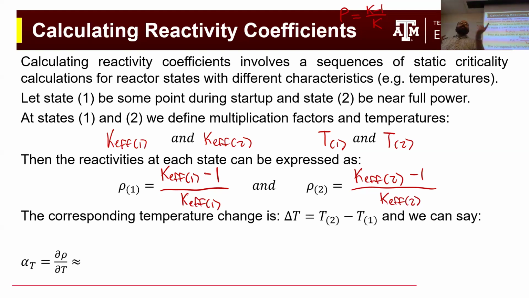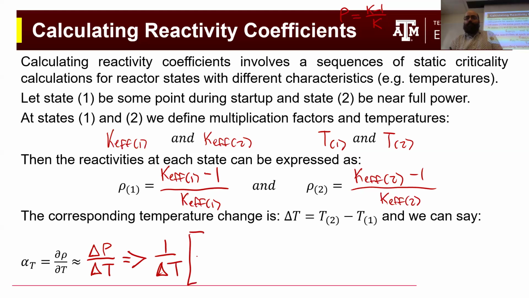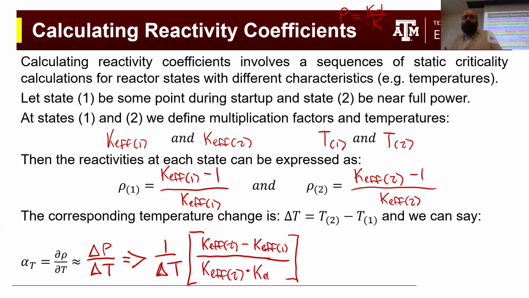So if we know our reactivity 1 and our reactivity 2, we also know the temperature change, which is just T2 minus T1. Then we can approximate alpha T as the change in reactivity over the change in temperature. Ultimately, if we plug in these definitions, what that gives us is 1 over delta T times the fraction K effective 2 minus K effective 1 over the product of those K effectives multiplied together, K effective 2 times K effective 1.